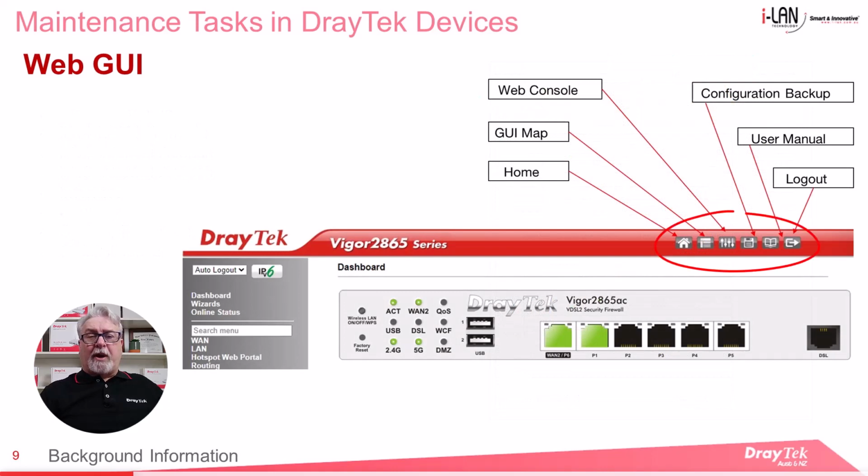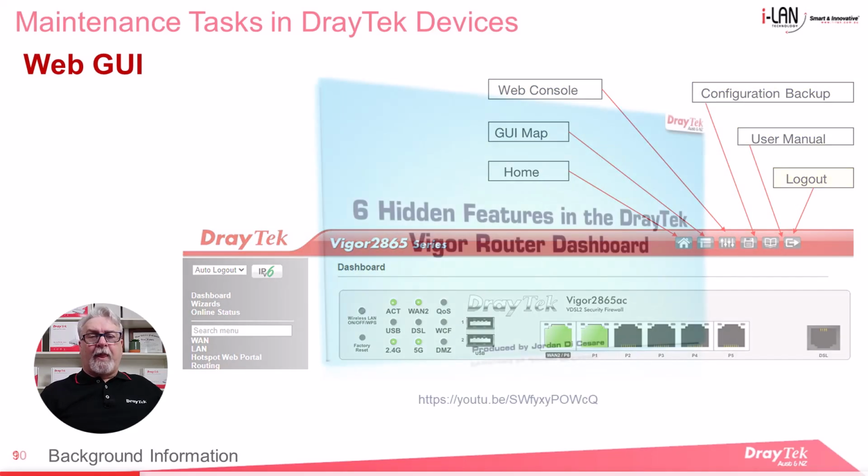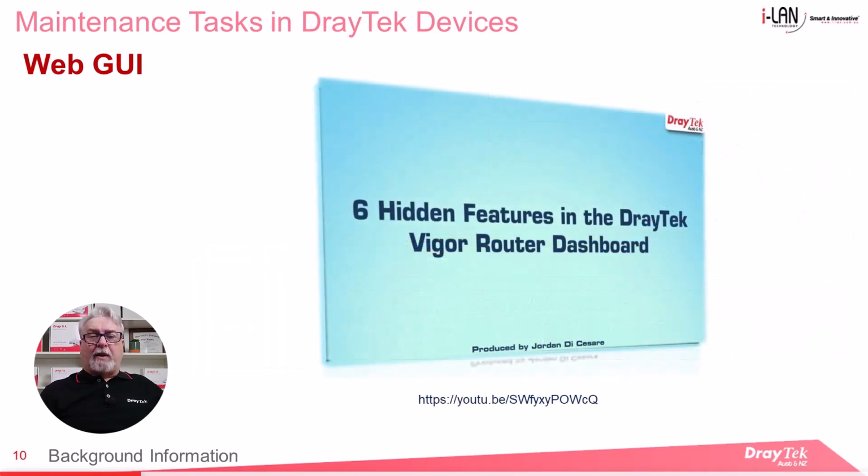So at the top of the web page, you'll notice that there are several useful icons which are shortcuts to various functions. We have Home, GUI Map, Web Console, Configuration Backup, User Manual, and Logout icons. More details of these shortcuts is available in a video we produced a few years ago at the link shown here. It's called 6 Hidden Features in the DrayTek Vigor Router Dashboard. The features aren't really hidden, but they're easy to miss if you don't know they're there.